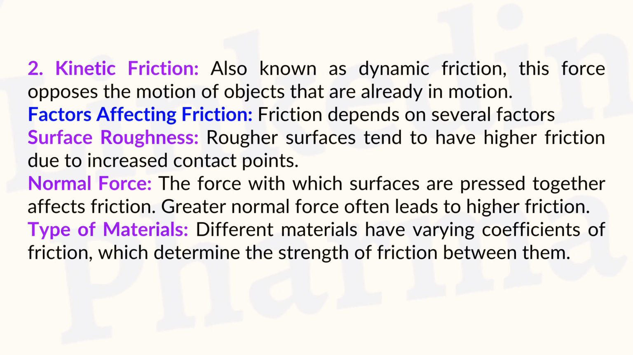Surface roughness. Rougher surfaces tend to have higher friction due to increased contact points. Normal force. The force with which surfaces are pressed together affects friction. Greater normal force often leads to higher friction. Type of materials. Different materials have varying coefficients of friction, which determine the strength of friction between them.